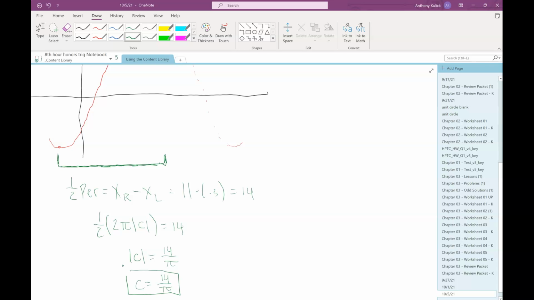Yes, Dom? So why would it not be 28 over 5? So we have half of a period, and a period is that. So a half times 2 is 1. Oh, okay. And then I just divide the pi over. Cool?